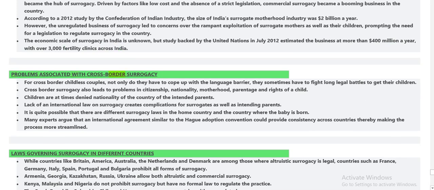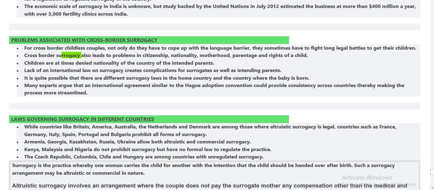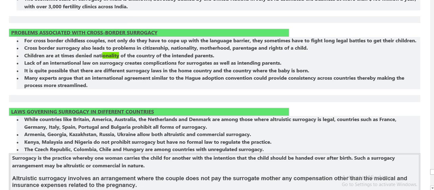The economic scale of surrogacy in India is unknown, but a study backed by the United Nations in July 2012 estimated the business at more than $400 million a year, with over 3,000 fertility clinics across India. Problems associated with cross-border surrogacy. For cross-border childless couples, not only do they have to cope with the language barrier, they sometimes have to fight long legal battles to get their children.